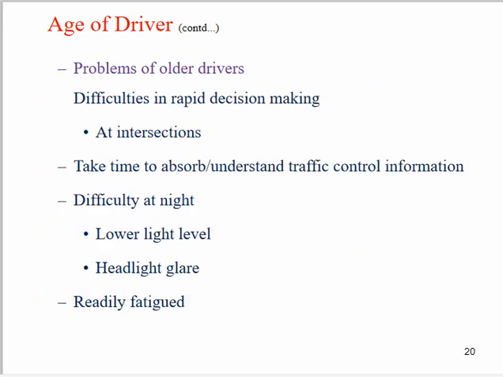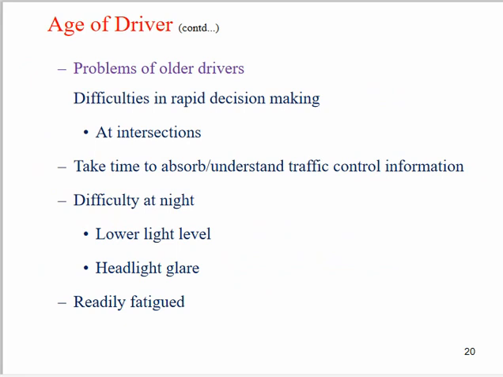Now, the problems of the older drivers. First is the difficulty in rapid decision making. With age, there is a reduction in the reflexes of the human brain and body parts. So here it directly correlates to the older age of drivers at intersections. Then, older drivers take certain time to absorb and understand the traffic control information.